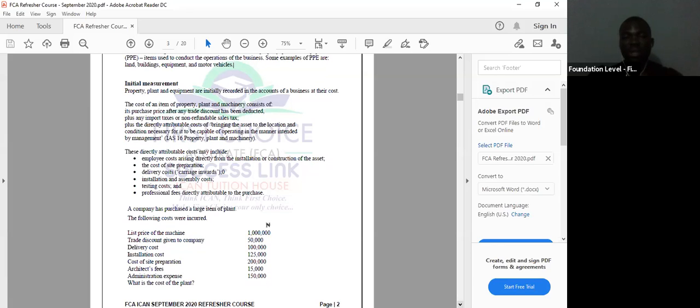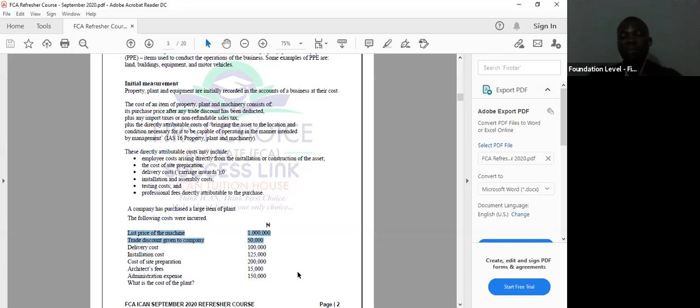Now let's look at one scenario. It says that the company purchased a large item of plant. The following costs were incurred. The listed price of the machine is 1 million. This 1 million is the amount they advertise. But we are able to enjoy a trade discount of 50,000. It means that the actual purchase price will be 1 million minus 50,000, and that will give us 950,000.